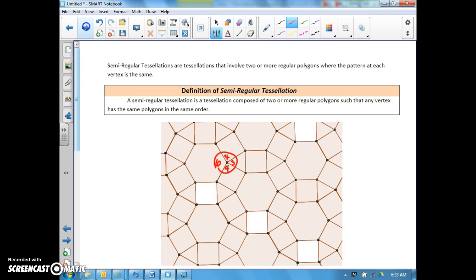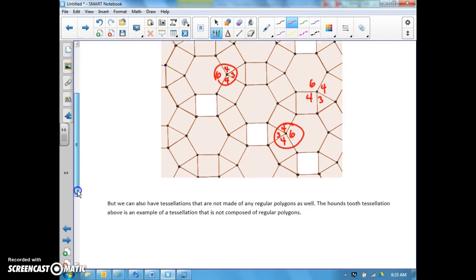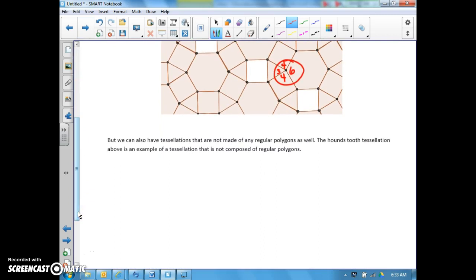Great. Now I'm going to pick another random vertex that doesn't look like it's in the same position as my other one. I'm going to go here. Same order. 6, 4, 3, 4. And let's do another one. It's the same order again. Therefore, this is a semi-regular tessellation. We can also have tessellations that are not made up of any regular polygons as well. The houndstooth tessellation from the first page is an example of a tessellation that is not composed of regular polygons.